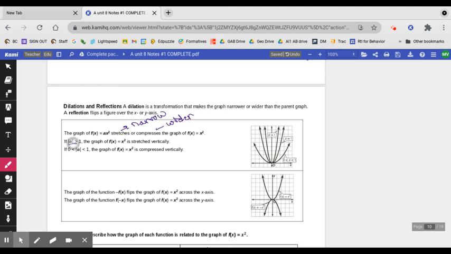So if the absolute value of a is more than 1, so that means we're ignoring if it's positive or negative. If it's more than 1, it's stretched. It got thinner. If the absolute value of a is between 0 and 1, so in other words, a fraction, it got compressed, so it got squished. Now the graph of negative f of x flips the graph across the x-axis. And the graph of f negative x flips across the y-axis.